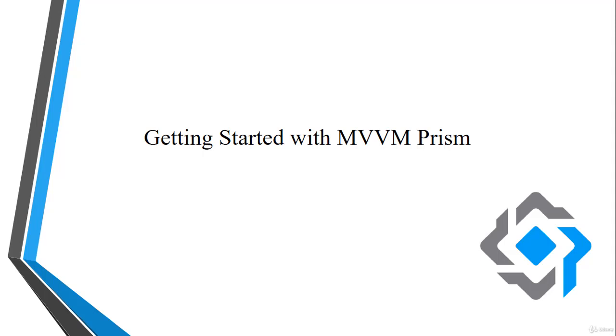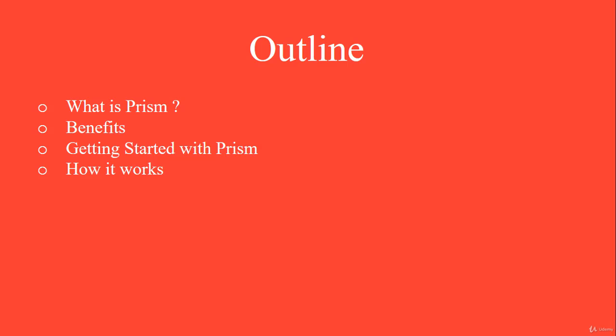In this module, we are going to look at how to get started using MVVM Prism. If you write mobile apps and you are looking for a way to architect applications cleaner and more flexible, then Prism might be what you are looking for. By the end of this module, you will know what Prism is and some of the benefits you get by using Prism. You are going to know how to download and install Prism, and you are also going to know how Prism works.